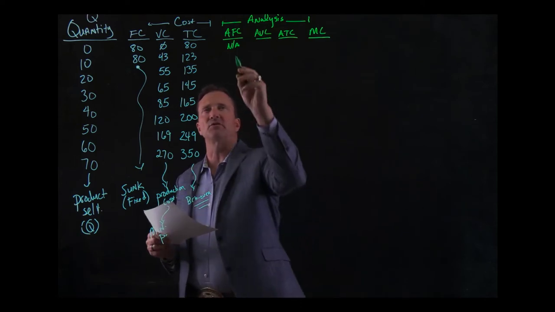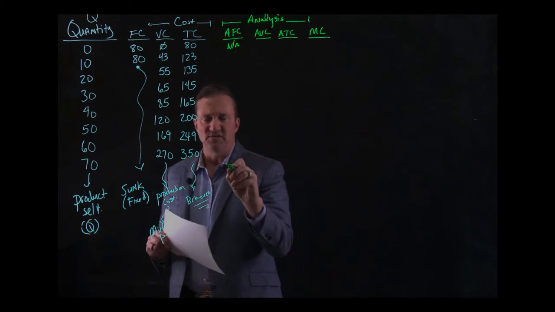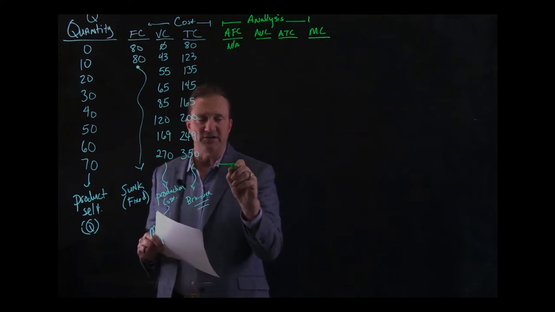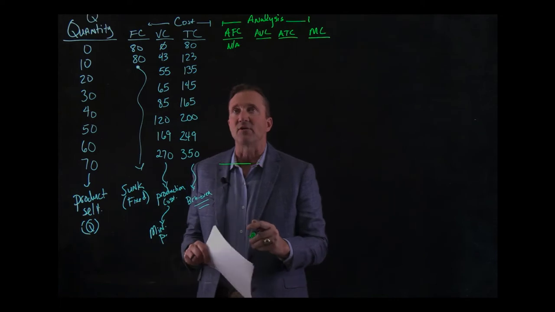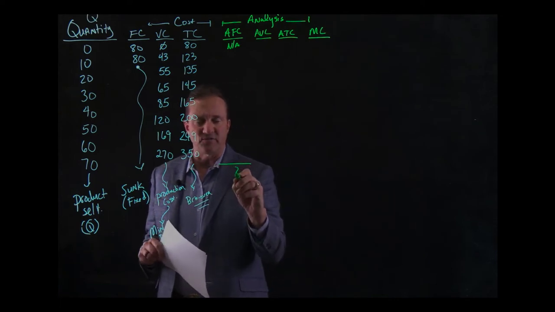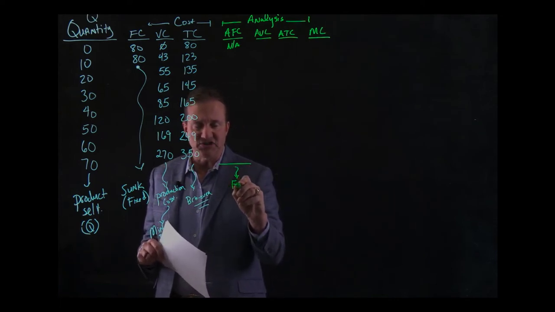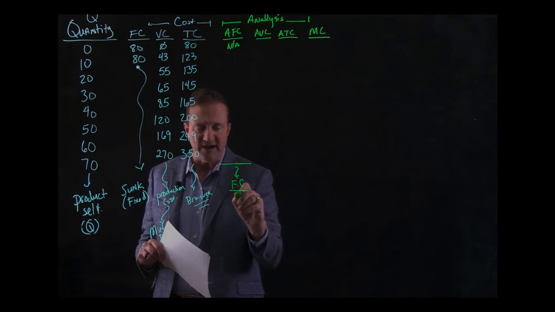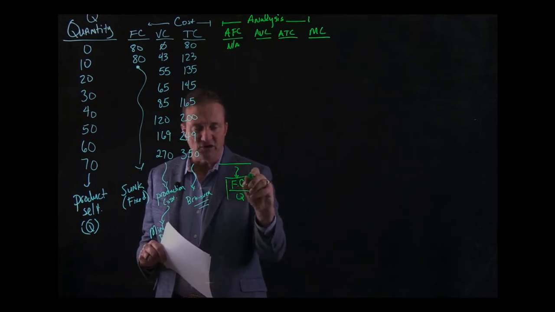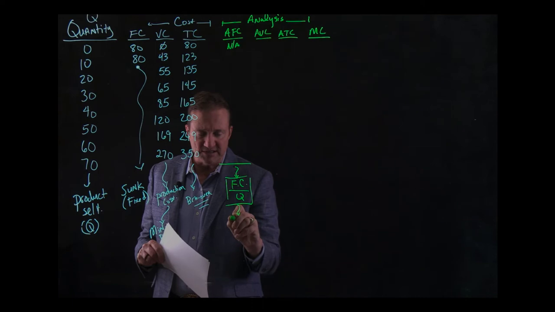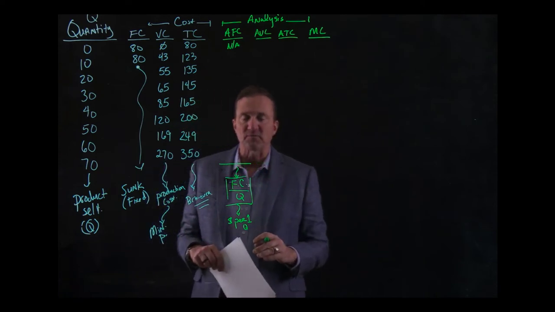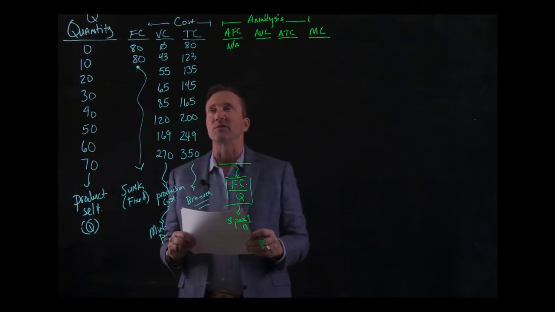Well, the first one is something called average fixed cost. And I'm going to come down here underneath my listing of what I have and talk about the formula for this. And it's really easy. It's just your fixed cost divided by the quantity that you produce. So the result is a dollar per one quantity.